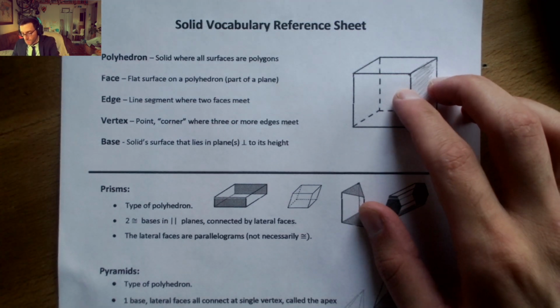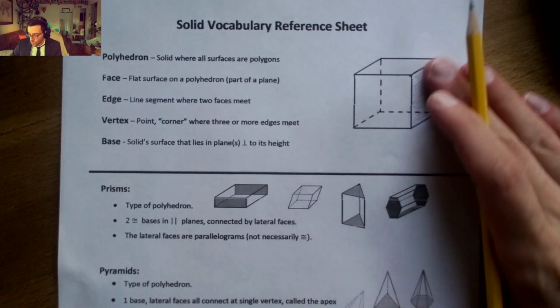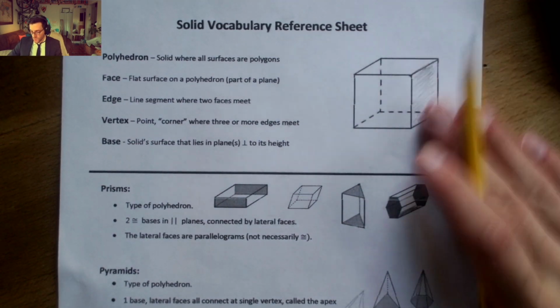Our first one's going to be polyhedron. It's a multi-sided object. It's a solid essentially, where all the surfaces are polygons, basically like a three-dimensional closed space. A big word that we're going to rely a lot upon is going to be this term face.